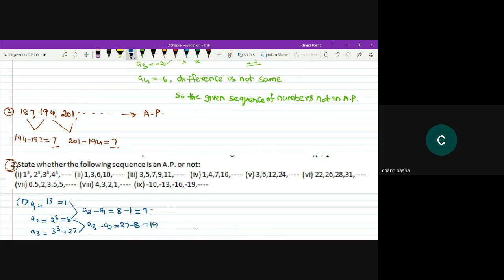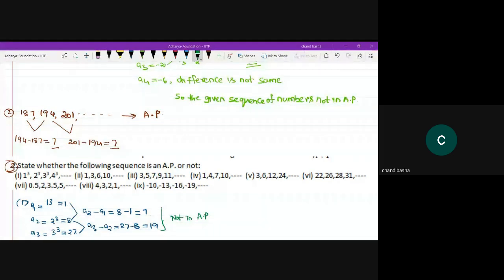So the D value is not the same. This is D and this is D, and these two values are not the same. The difference is not common, so they are not in AP. Is it clear? Any doubt regarding this question, guys? Okay, very good. Good response.